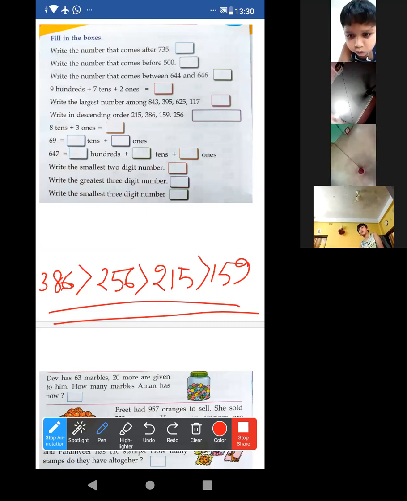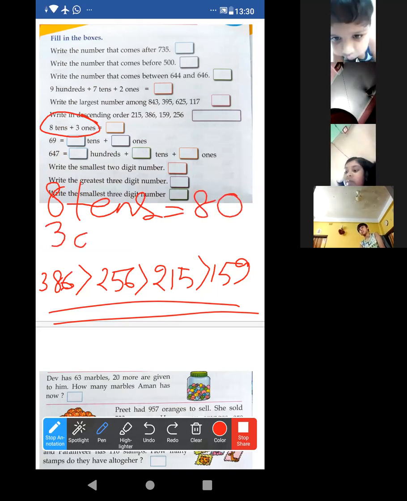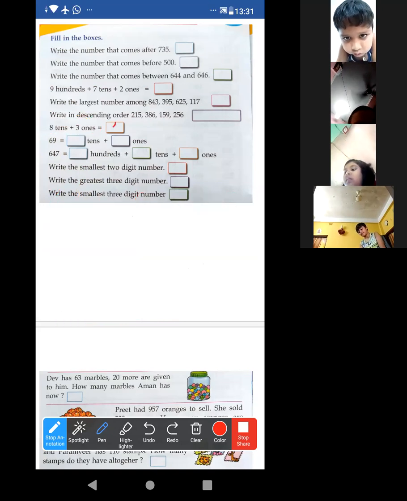Achha, now the next one, look. Now the next one, 8 tens and 3 ones. It is given 8 tens. 8 tens means what? Definitely 80. 3 ones means what? 3. Just we have to add them. It will be 83, right? So just write over there 83. Done, all of you?